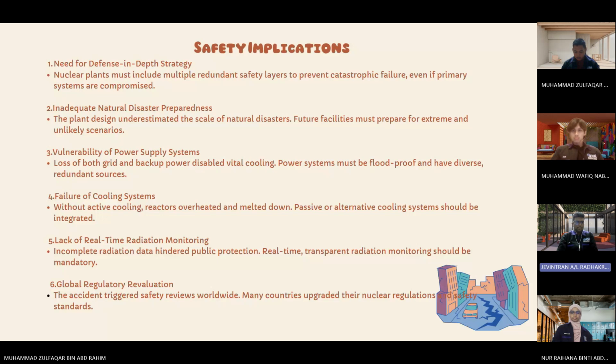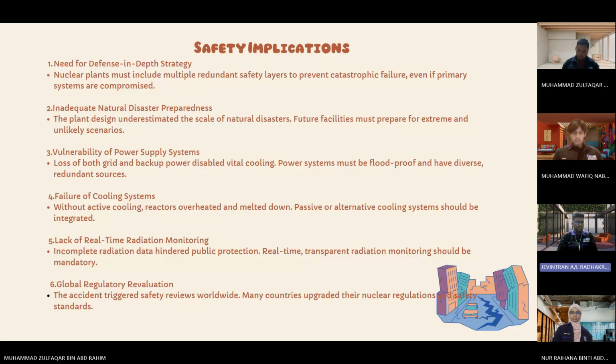The third point, vulnerability of power supply system. Loss of both grid and backup power disabled vital cooling. Power systems must be flood proof and have diverse redundant sources.